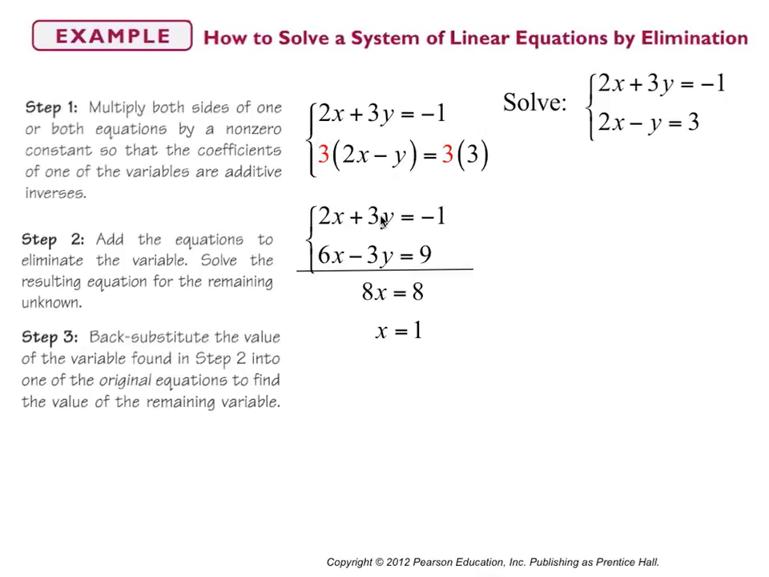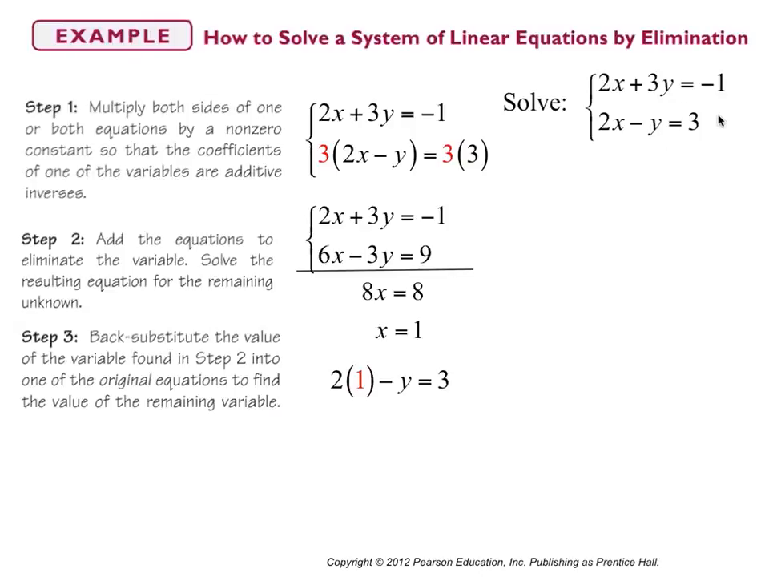And then you use a little bit of what we learned about substitution to find the original value, or the other value, the missing value. So if you know that x is equal to 1, you're going to use one of your original equations to find the value of the remaining variable. It looks like we've chosen the second equation here. It doesn't really matter which one you choose.